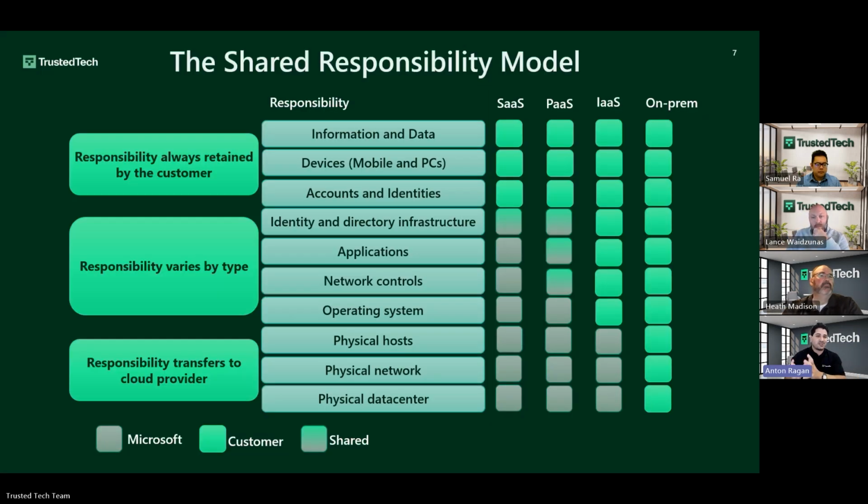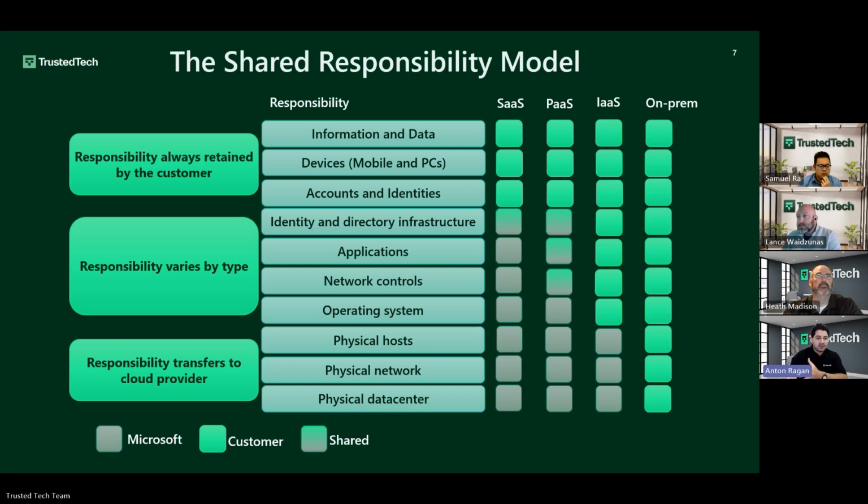So let's break down shared responsibility a little bit more, just looking at the differences between on-prem environments, fully cloud SaaS environments, and everything in between. So in on-prem environments, all the way on the right, your organization will own and manage everything, from the physical data center all the way to the applications and data being hosted within.